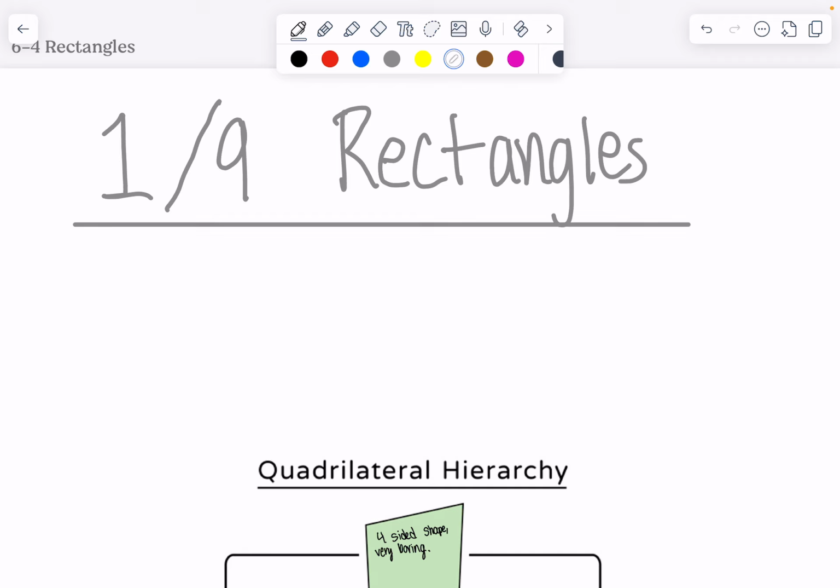We got a quick lesson on rectangles. Hopefully, we all know what a rectangle is. If not, we are going to talk about it today.